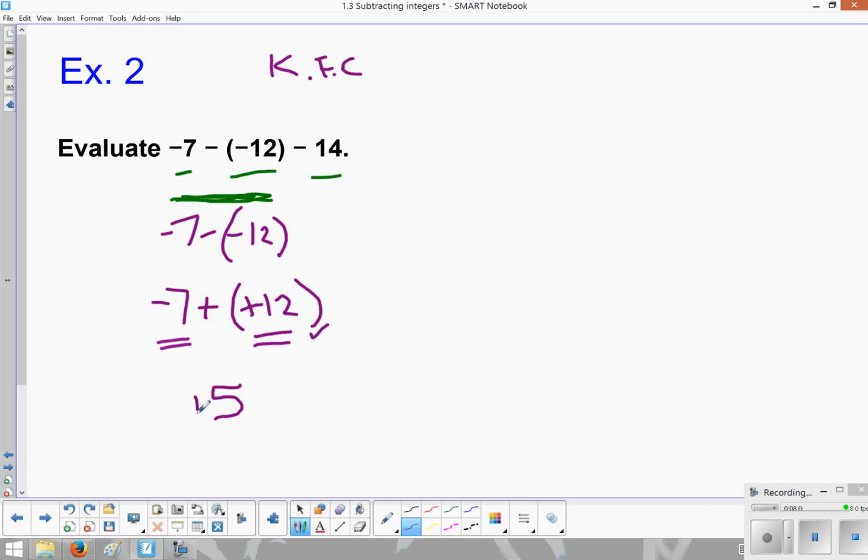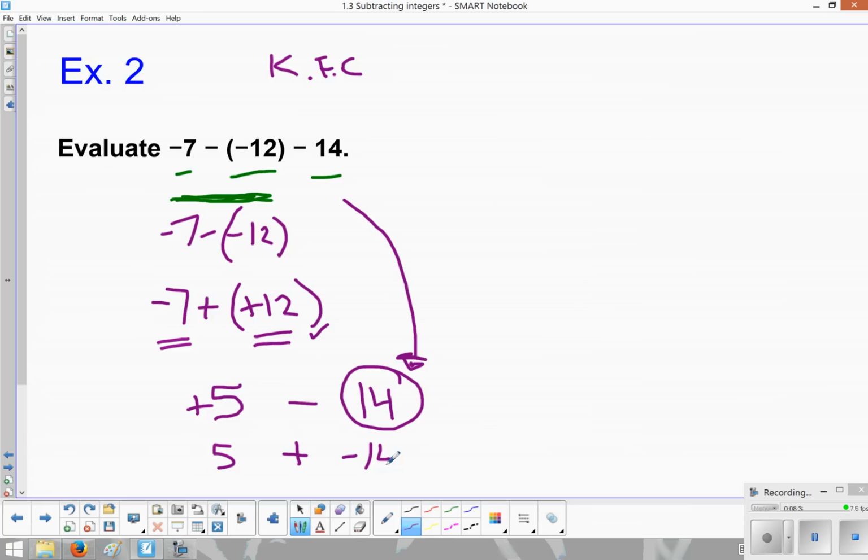So now that we have a positive 5 here, we still have to bring this value down. So we are not finished solving the problem until we bring down the last value. So we have here not a 14, but what's in front? A negative, or we can say minus 14. So now we do this problem one more time. So we're going to do KFC. So we're going to keep the number as it is. We're going to flip this negative into a positive, and we're going to take the 14 and change it into the opposite, which is negative 14.